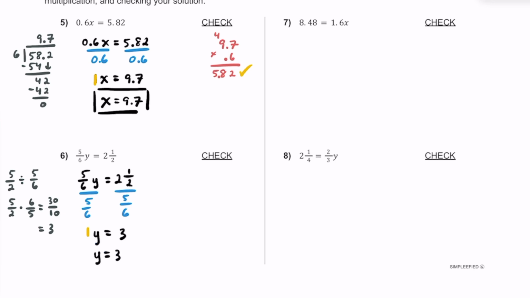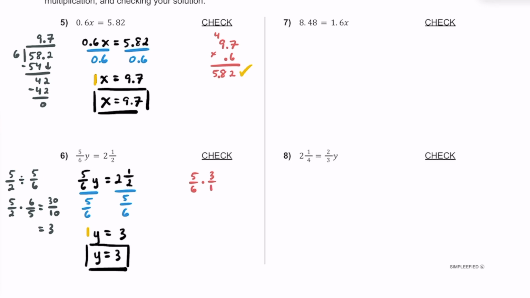So you can say y is equal to positive 3 here. That would be our solution. Now, what if you want to check it? You take this 3 and you substitute it in right here, and we check what is 5/6 multiplied by 3. So let's take the 5/6, let's multiply it by 3.